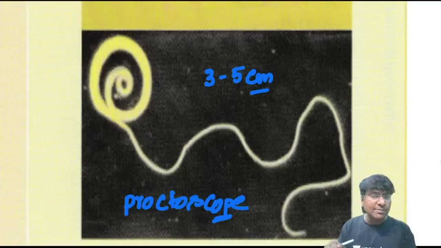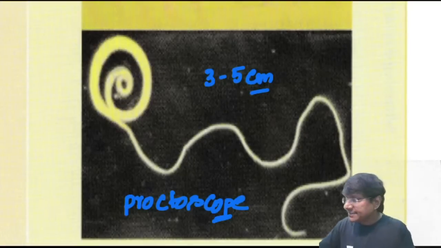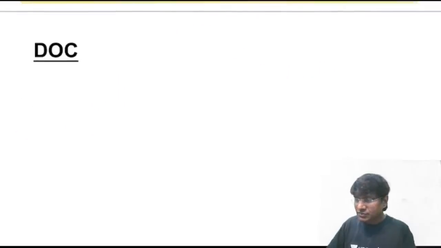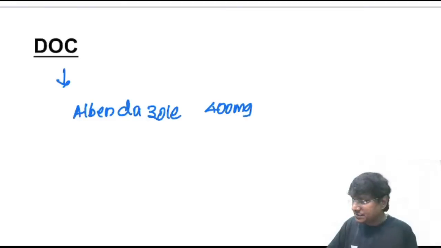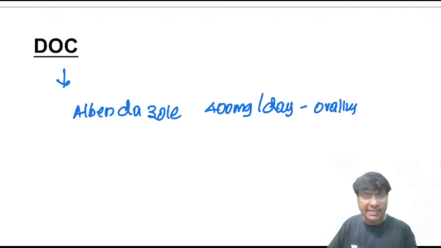Okay, these adult worms are located within the cecum as well as the colonic mucosa. Then finally, what is the drug of choice for Trichuris trichiura? Treatment is typically with albendazole. How much albendazole do we give? 400 milligrams per day, and you have to give this albendazole orally.